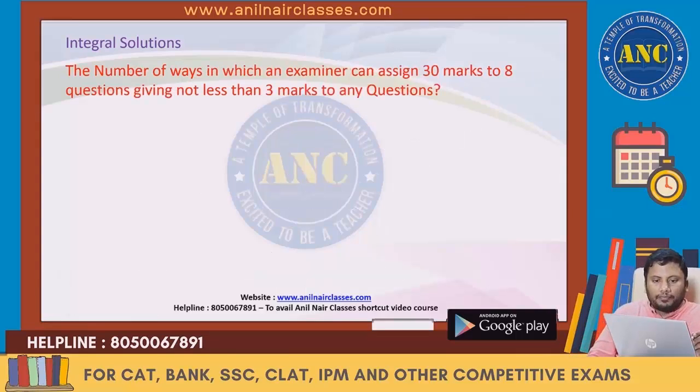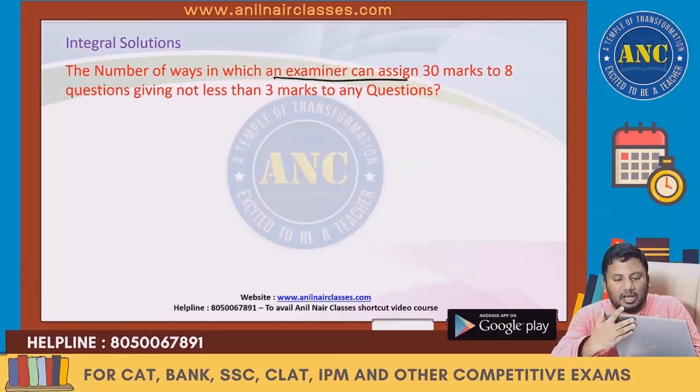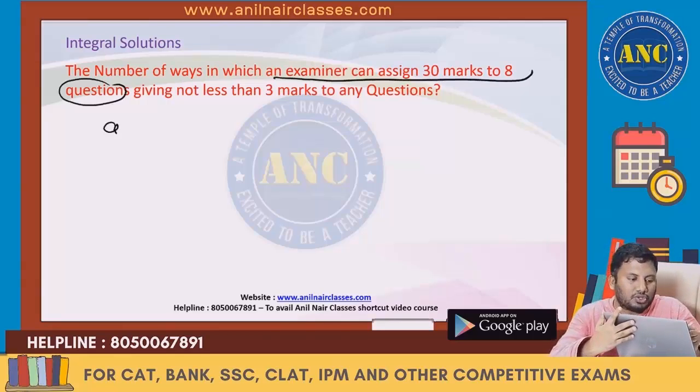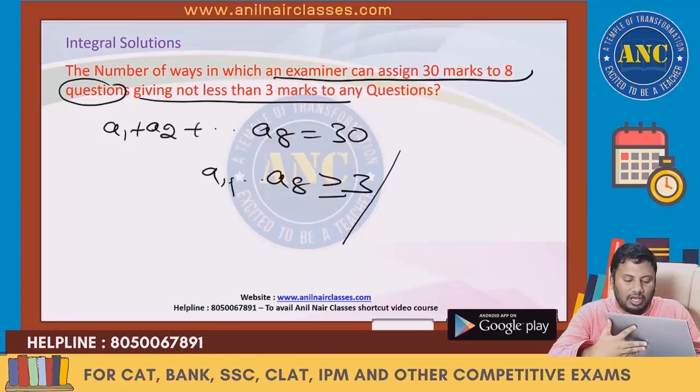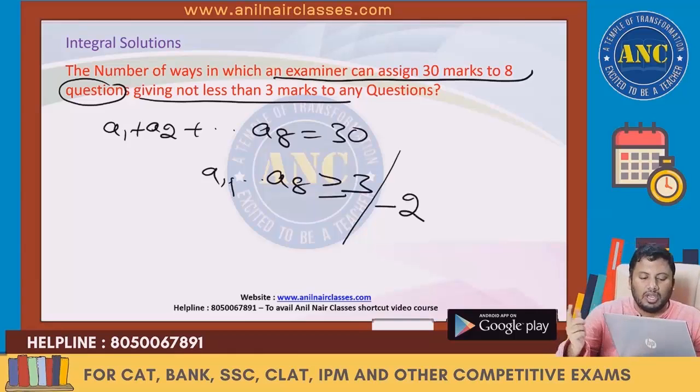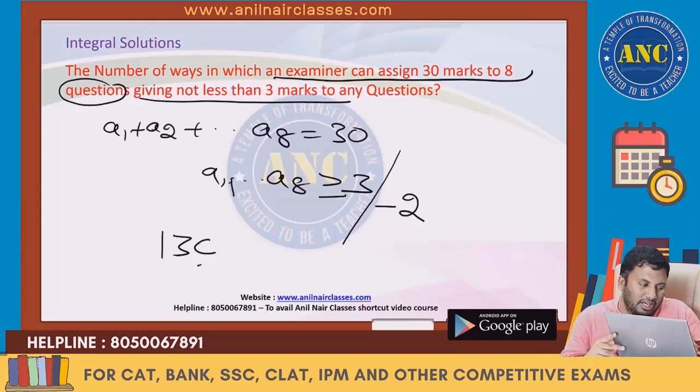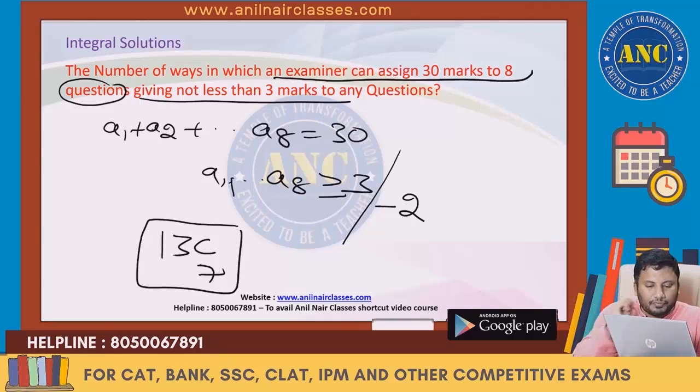Difficult questions can be converted into easy one-liners. Now, number of ways in which an examiner can assign 30 marks to 8 questions, giving not less than 3. A1, A2 till A8 greater than or equal to 3. That means minus 2 we have to do. 8 2s are 16. 30 minus 16 is 14. 14 is 13C7. No calculation required. Bang on, you will get this answer.